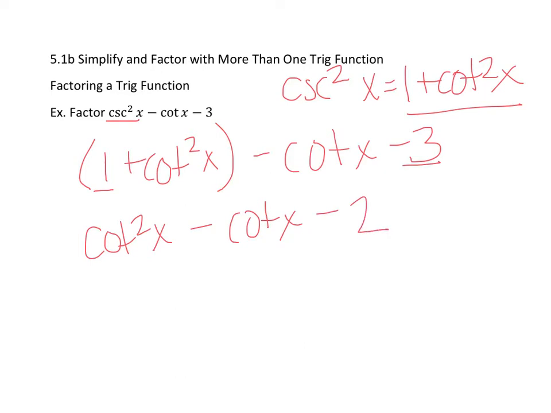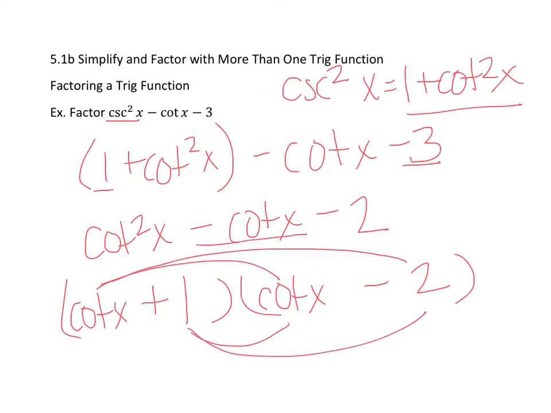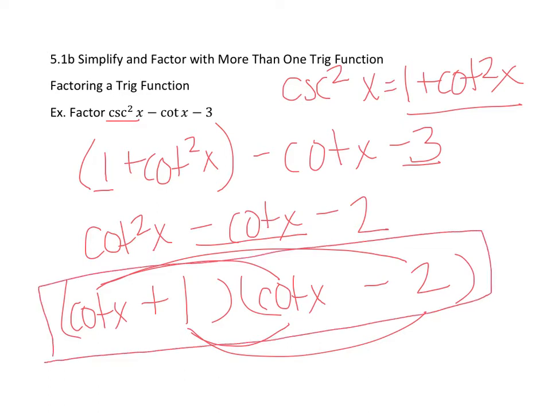Okay, now I'm going to factor. I know this has to start with cotangent x and cotangent x. Only way I'm going to get cotangent squared x. Only way I'm going to multiply to get negative 2 would be a negative 2 and a positive 1, or switch, but it won't work out right for the middle. And let's just double check. That's cotangent squared minus 2 cotangent x plus 1 gives me what I need. And then minus 2. So there's my factored answer.